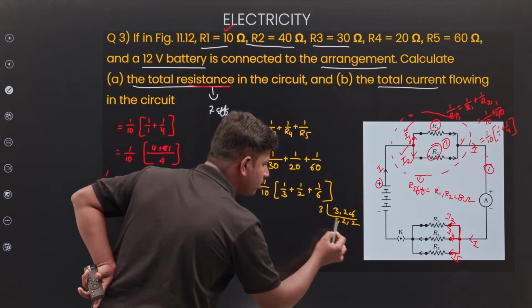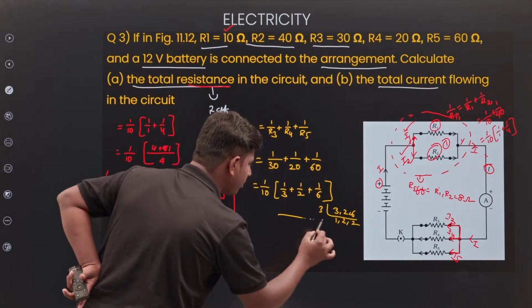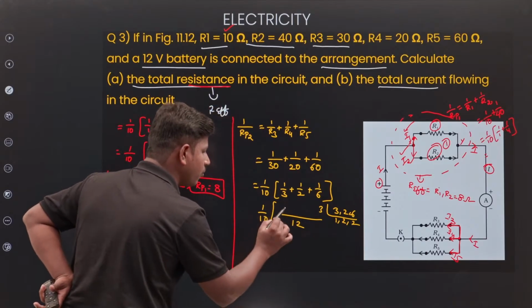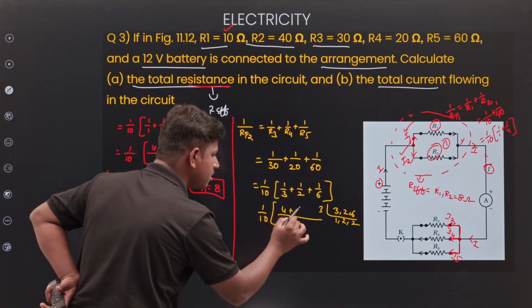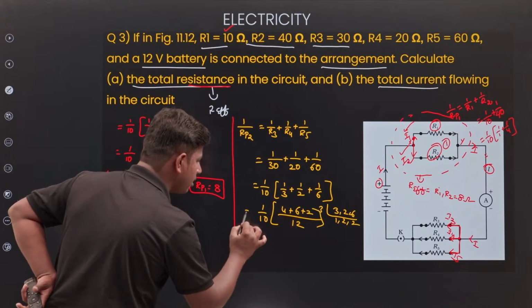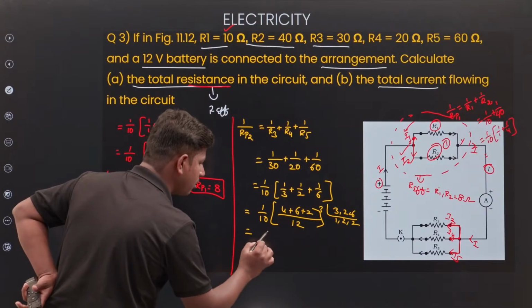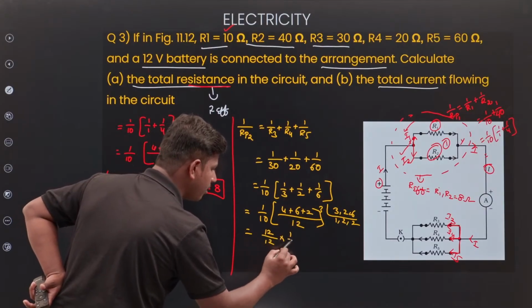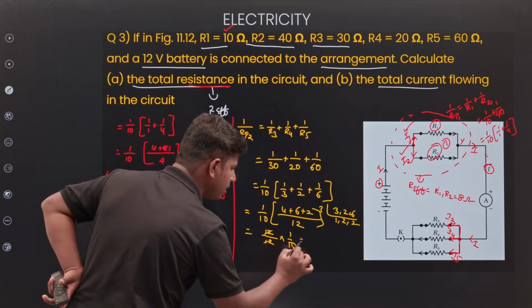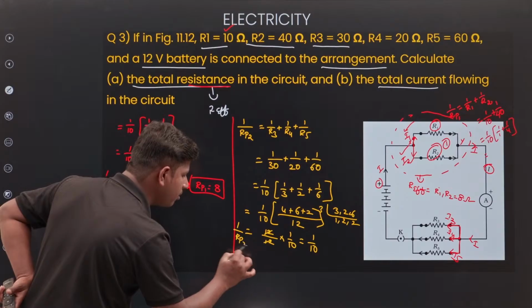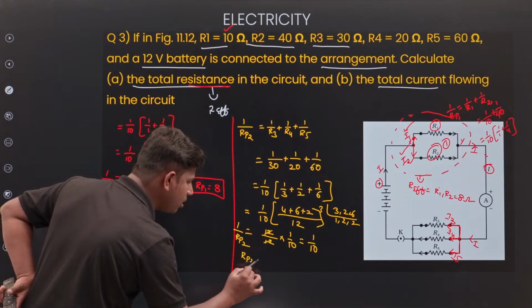LCM is 6, times 2, 12. Right? 12. 1 by 10 times 4 plus 6 plus 2, then 6 plus 4 is 10, plus 2 is 12. 12 by 12 into 1 by 10. 12 by 12 cancel, then 1 by 10. So this is the RP2 value. Then RP2 is equal to 10 only.